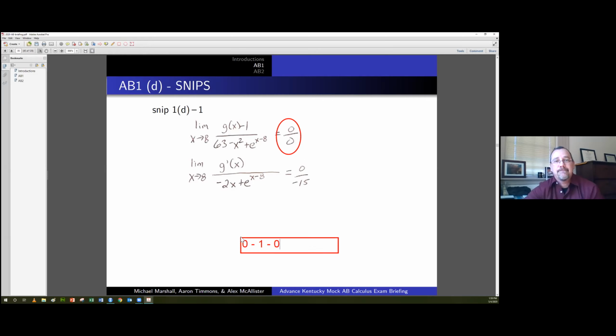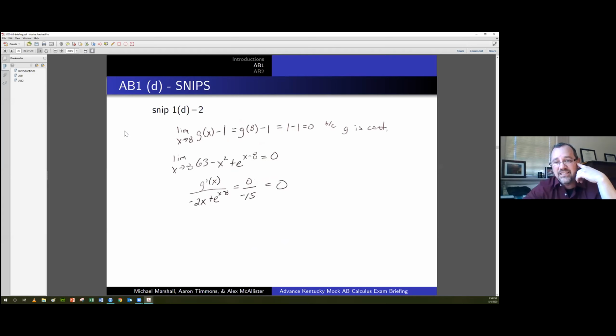They did not mention why they know that the limit of g prime of x as x goes to 8 equals g prime of 8. They didn't. So they don't get that point. So that's 0. But they do have the correct answer, and we're going to give them that 1 point. So it's a 0/1/0/1. Do I have the right score here? Yes, thank you. All right.